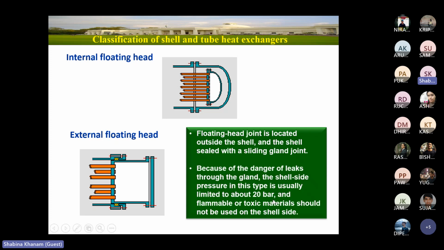Therefore the floating head joint is located outside the shell, as you can see over here, and the shell is sealed with the sliding gland joint. This is the sliding gland joint over which this section slides. Because of the danger of leaks through the gland, the shell side pressure in this type is usually limited to 20 bar, and flammable or toxic material should not be used in the shell side. However, you can use it in the tube side.